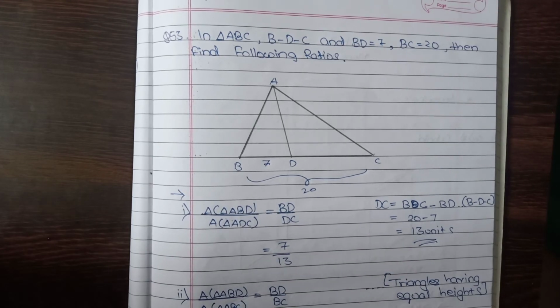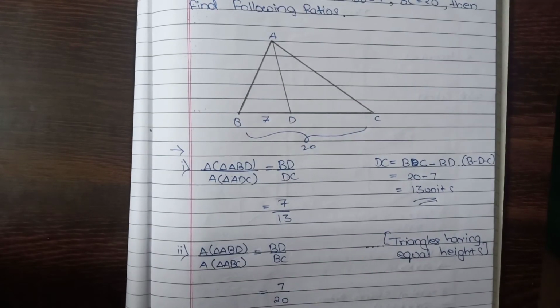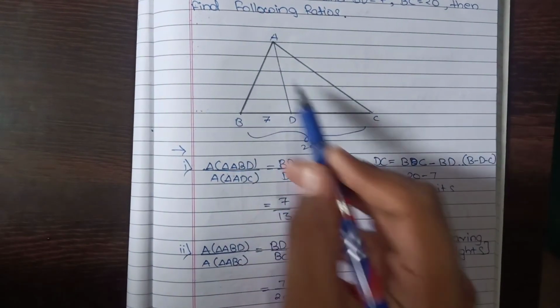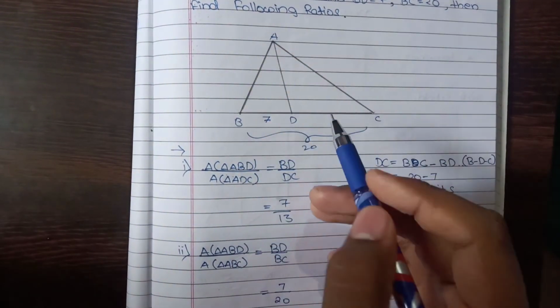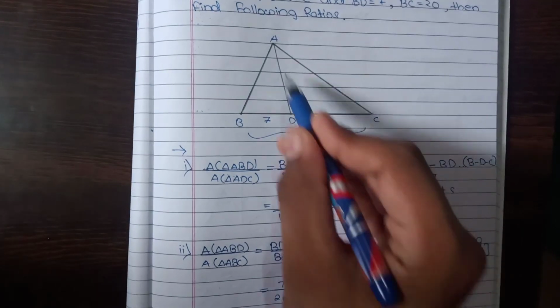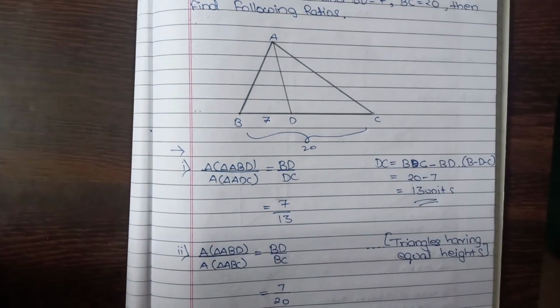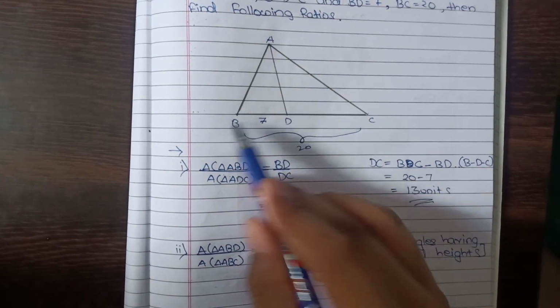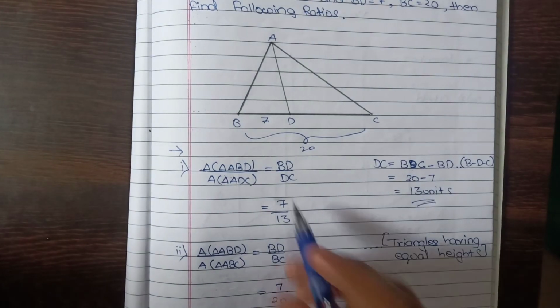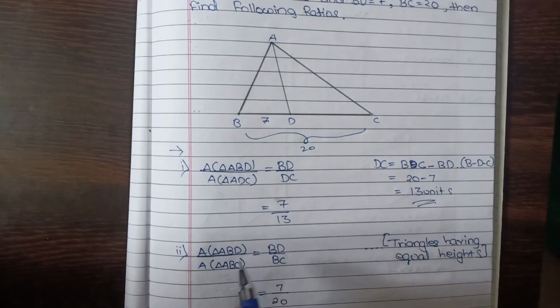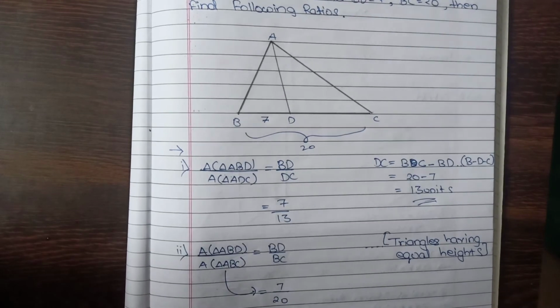Now the second one: area of triangle ABD upon area of triangle ABC. These also have the same height, which is AD. So what we'll write is BD upon BC, which is again 7 upon 20. Therefore this equals 7 upon 20.